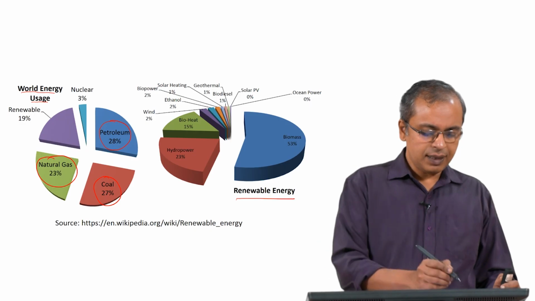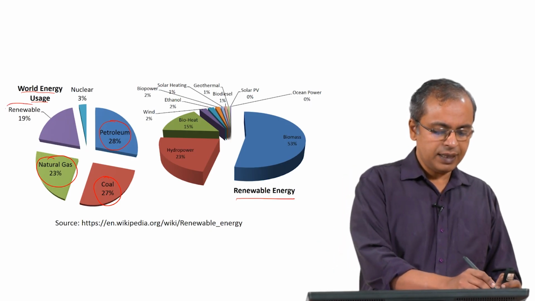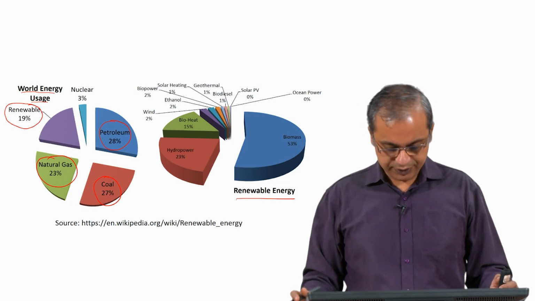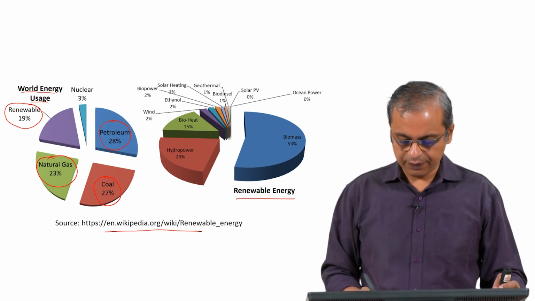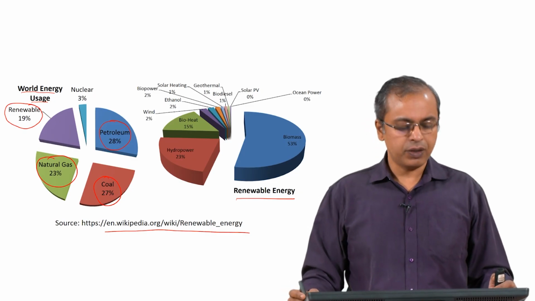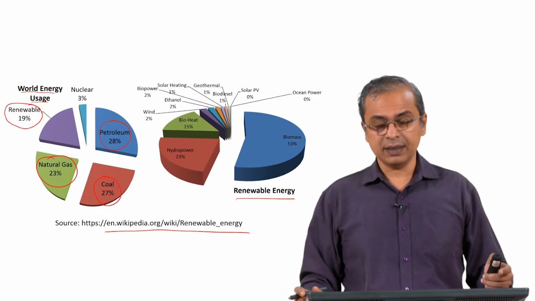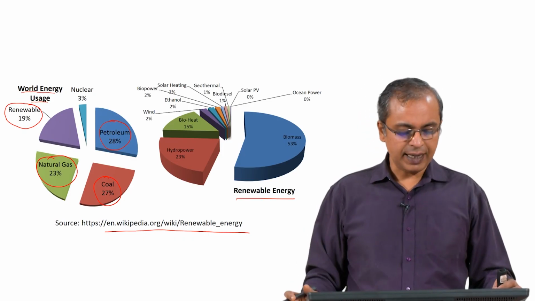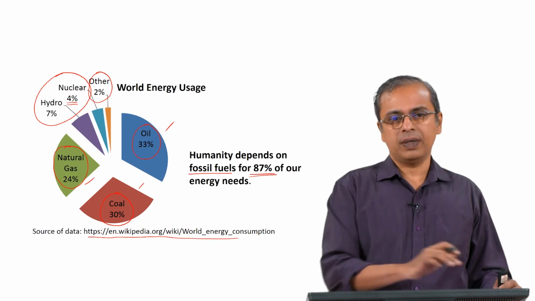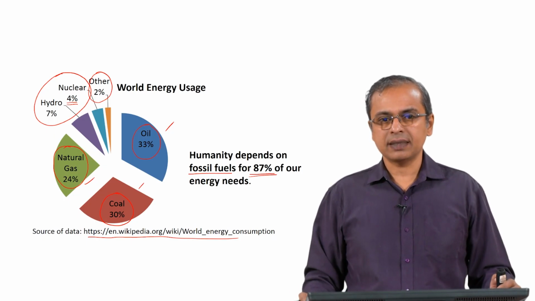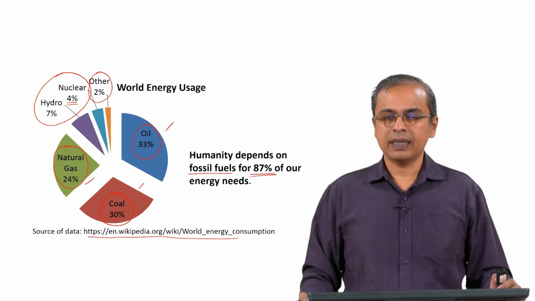Now, there is a 19% that is listed here as renewable. This source that I am looking at is another source, also a Wikipedia site, but you can see slight variations here. This is 19% renewable. If you compare against our previous slide, you see hydroelectric power listed there separately. That is something that you can think of as renewable.